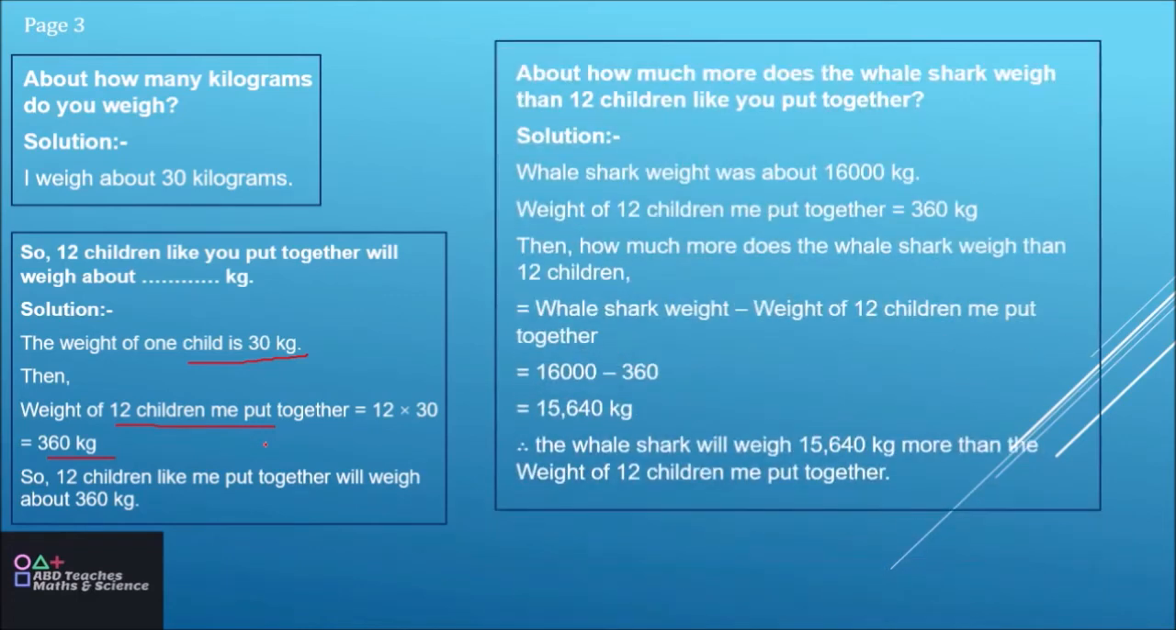Now let's see the next question. About how much more does the whale shark weigh than 12 children like you put together? Whale shark weight was about 16,000 kg. Weight of 12 children is 360 kg. If you take the difference between these two weights, you will get the answer. So 16,000 minus 360 is 15,640 kg. That is, the whale shark will weigh 15,640 kg more than the weight of 12 children put together. Okay, now let's move on to the next page.